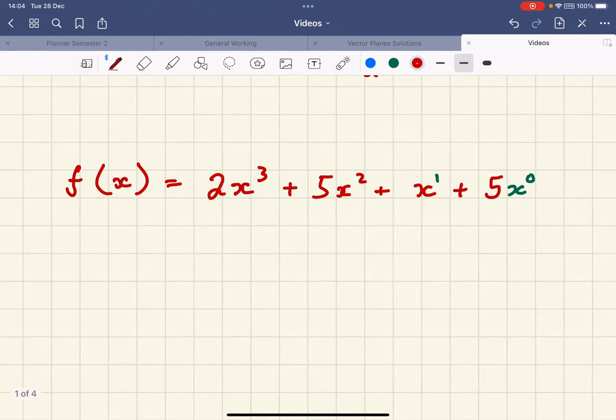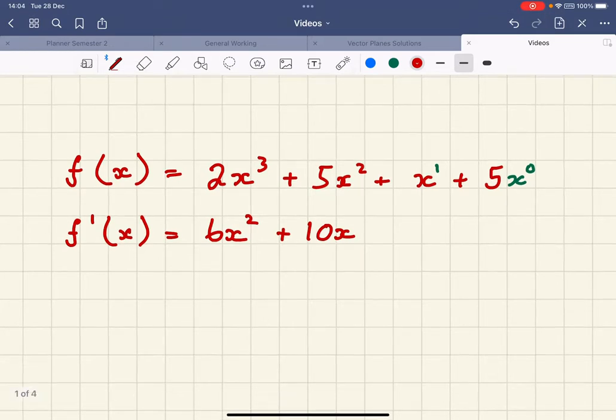So when we come to differentiate this, we just differentiate each part. I do this like before. I times the 3 and 2 together to get 6x, and I reduce the 3 to 2. Here I times the 2 and the 5 together to give me 10x. Now that's to the power of 1. 2 minus 1 is 1, obviously, but I don't need to write it.